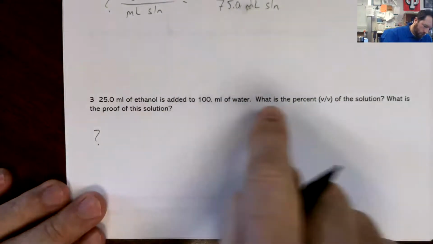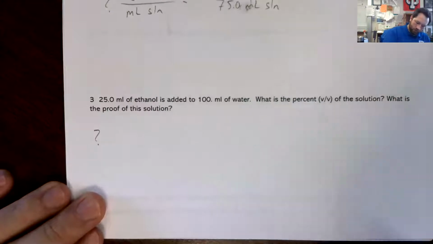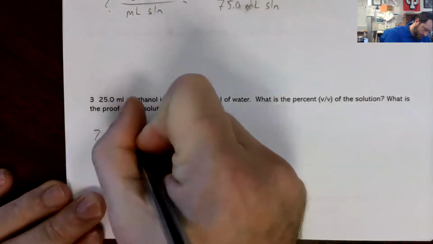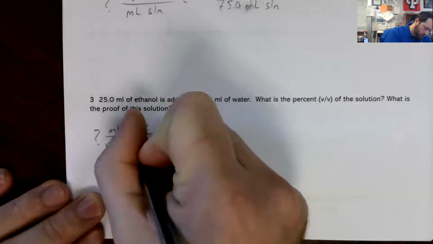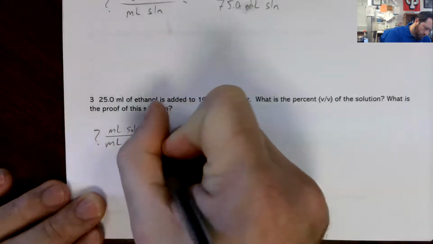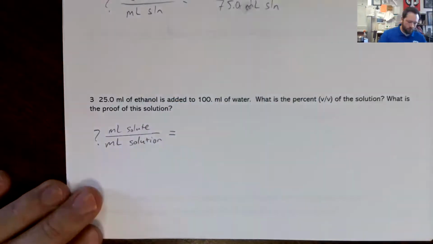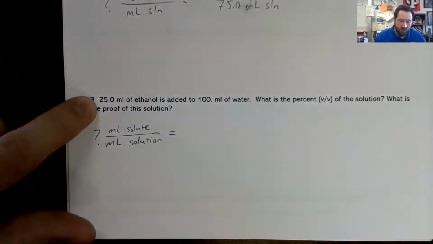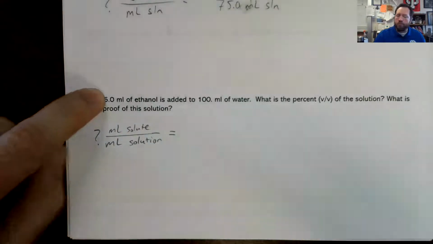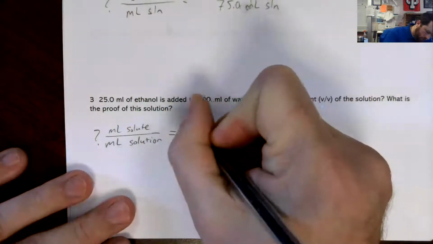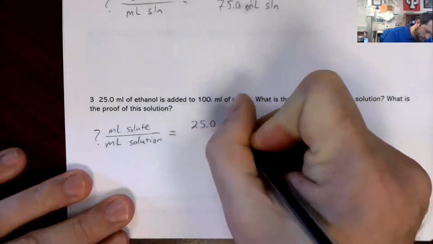We're looking for percent volume to volume. That's milliliters of solute per milliliters of solution. So we have 25 milliliters of ethanol and 100 milliliters of water. So ethanol, the smaller value, is going to be our solute. So I can go ahead and put that up top.